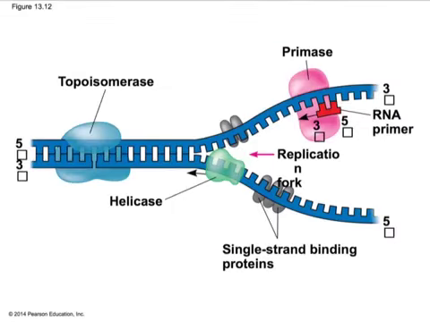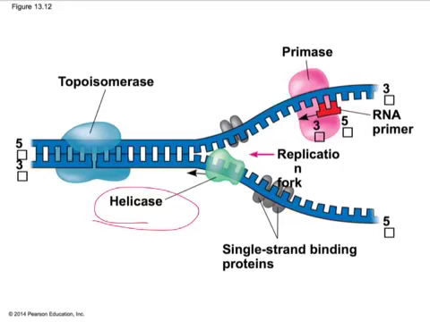So here's your replication fork. And the enzyme that opens DNA is called a helicase. So DNA is structured in a double helix, right? Enzymes end in ASE.